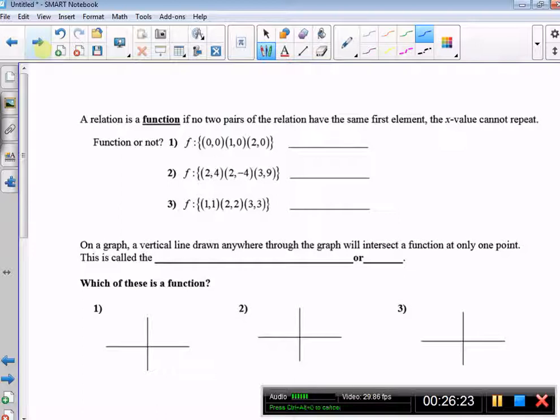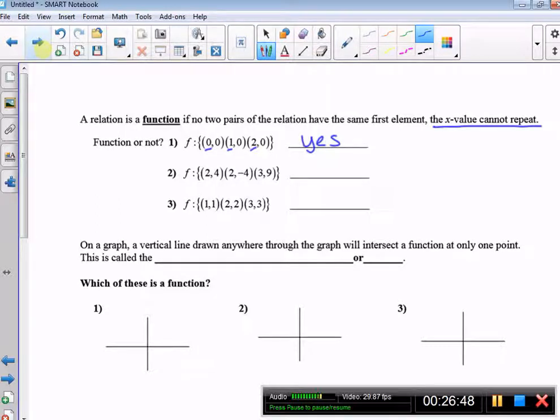Next page. Almost done. A relation is a function if no two pairs of the relation have the same first element. The x value cannot repeat. Okay, so a couple of examples. Are they functions or not? The first one, we're only looking at the x coordinates. Do they repeat? No, they do not. Therefore, yes, this is a function.